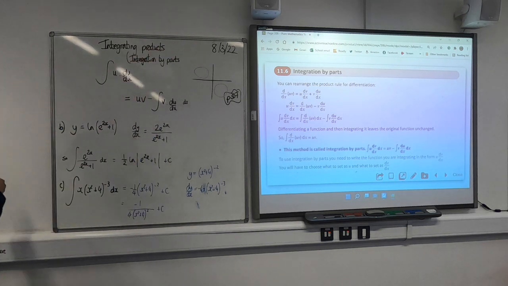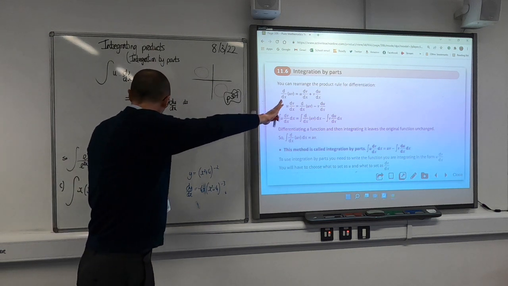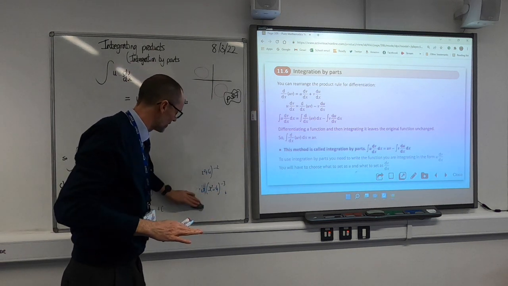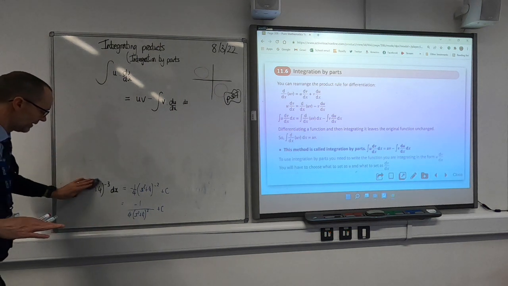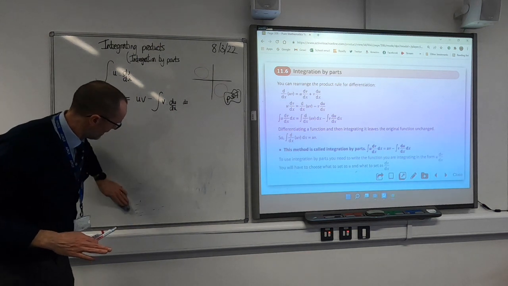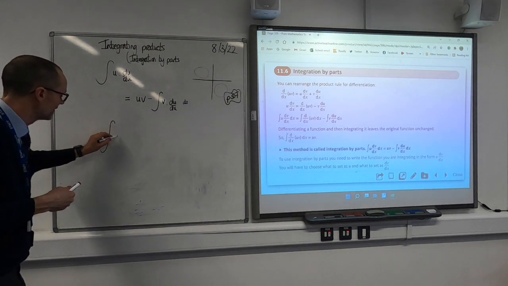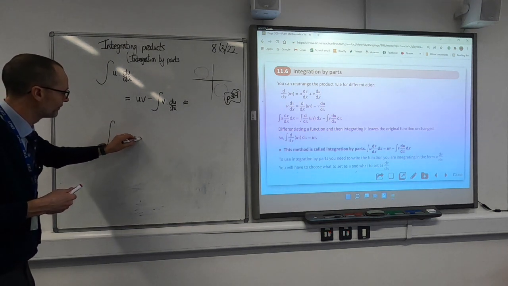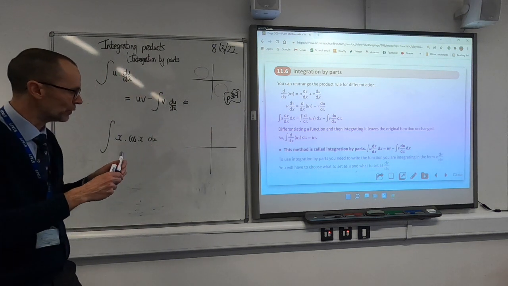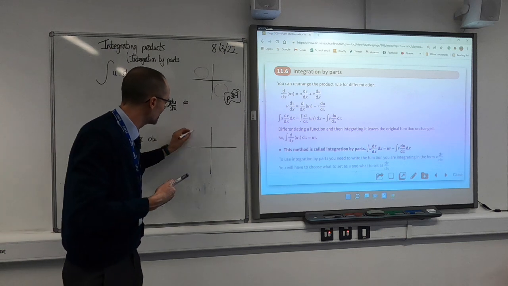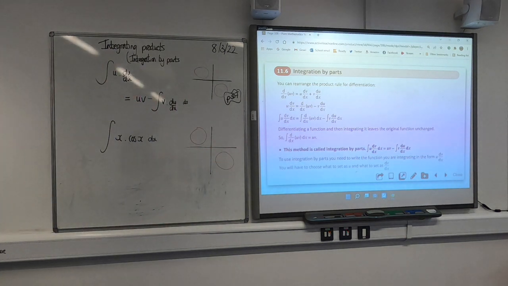So let's go to my example. Okay, if you want to know why it works, then like I said, page 307. I'm choosing not to do that at the moment. So my example was, so I need, in order to use this rule, to put one of those two things here and one of those two things here. That's what the integration by parts formula tells us.